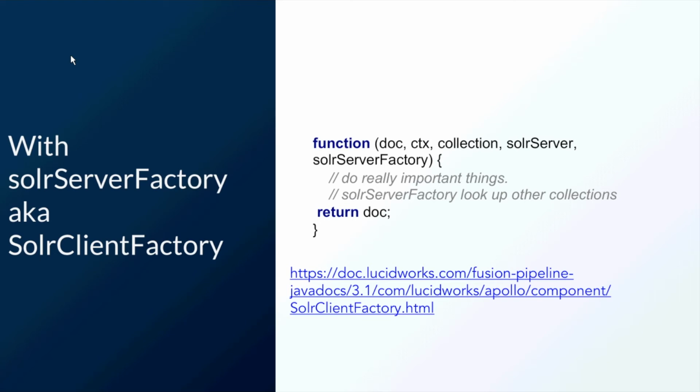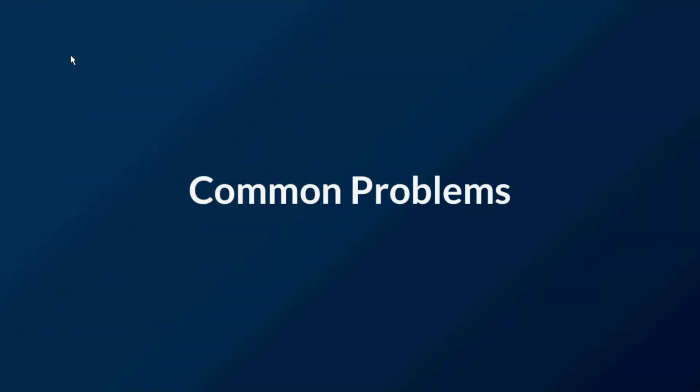This was renamed Solr Client Factory from Solr Server Factory, but most of the documentation examples are still shown as Solr Server Factory. All the function elements are injected by index. You can call it in your signature instead of, like I did, Solr Server Factory. You could call it Solr Client Factory, and that would be fine. Heck, you could call it Bob if you wanted to.